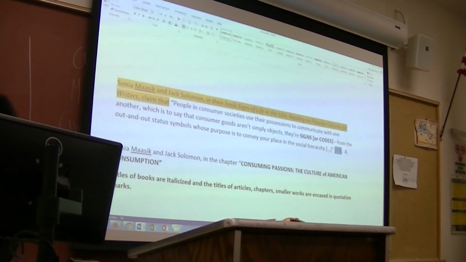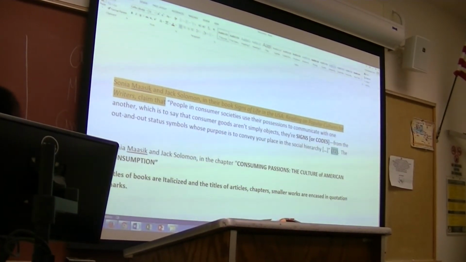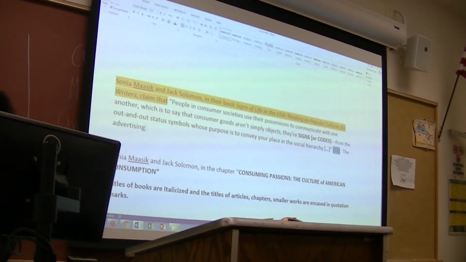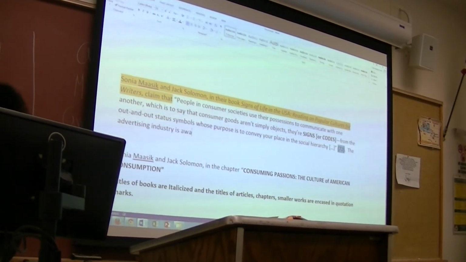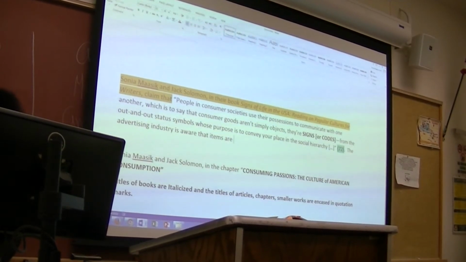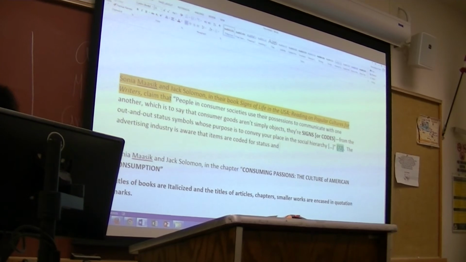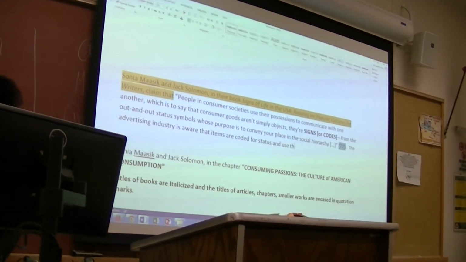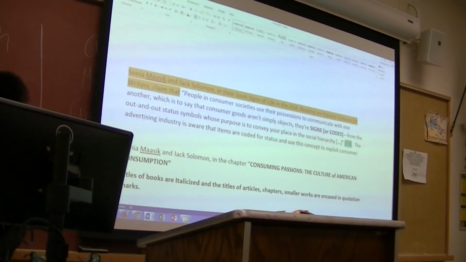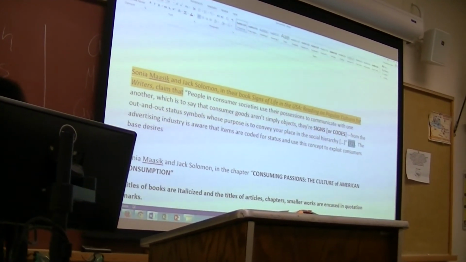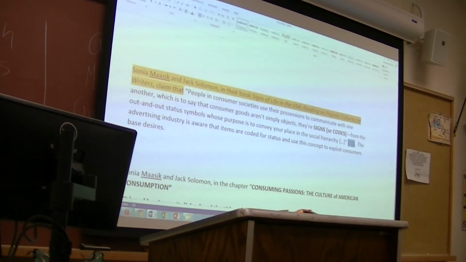Now, how about this? I like this quotation because the advertising industry is aware that items are coded for status and uses this concept to exploit consumers' base desires. That's what I add to it. That's why it's important to me. So if my teacher asks me why I like it, this is why I like it.